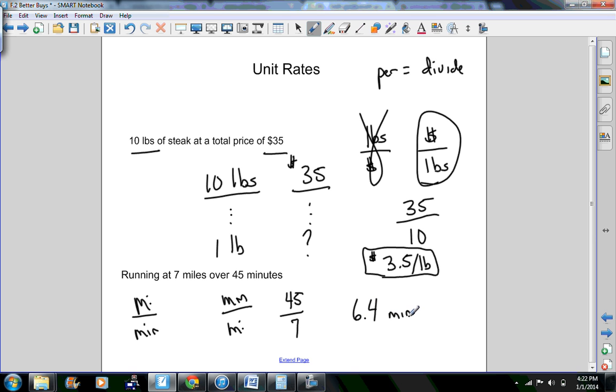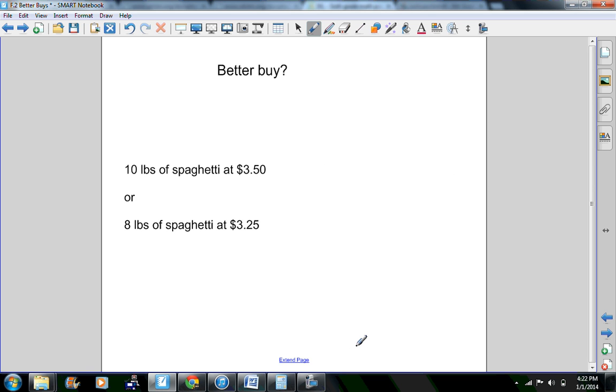minutes per mile. Now, you could write it like that, or you could write it 6.4 minutes over 1 mile. Either one of those would work out okay. I think this one, though, is more often used, and there's less to write, so that's how I choose to do it. But the key, when you're doing unit rates, is just say it out loud and see which one makes more sense. So, when we get to better buy examples, what we do is we find the unit rates for each of these and compare them to each other.